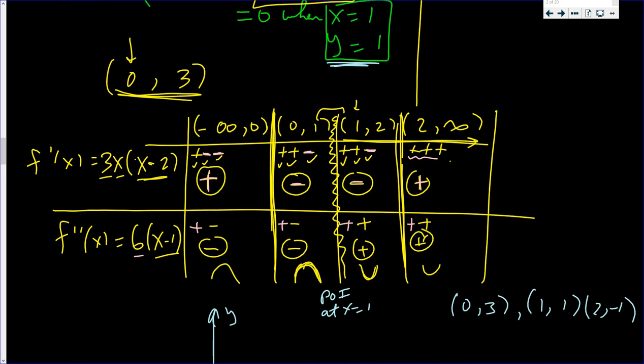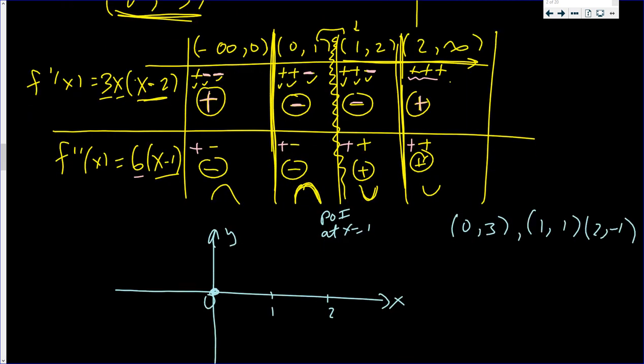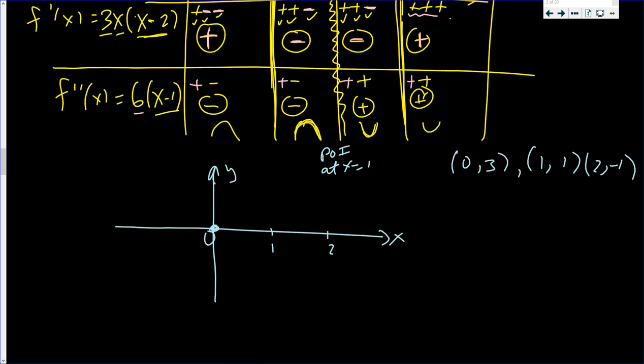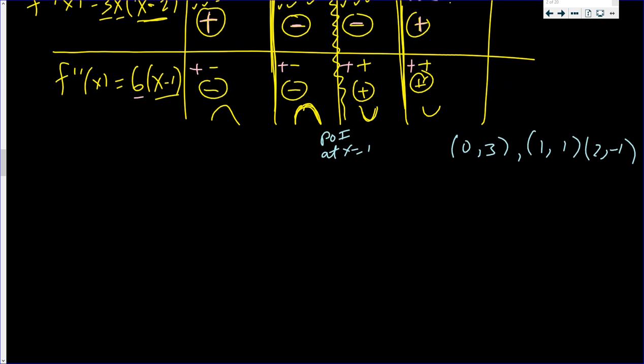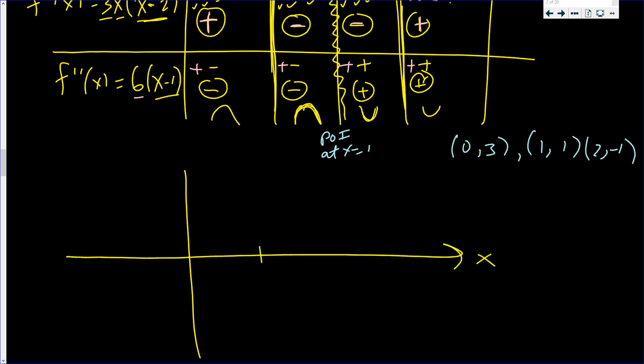Let us plot these points. And then everything's fine. Except, let us have a much bigger graph. So we have 1, 2, 3. Let's label it. So we have 0, 3, which is up here. We have 1, 1, which is right there. And then we have 2, negative 1, which is here.